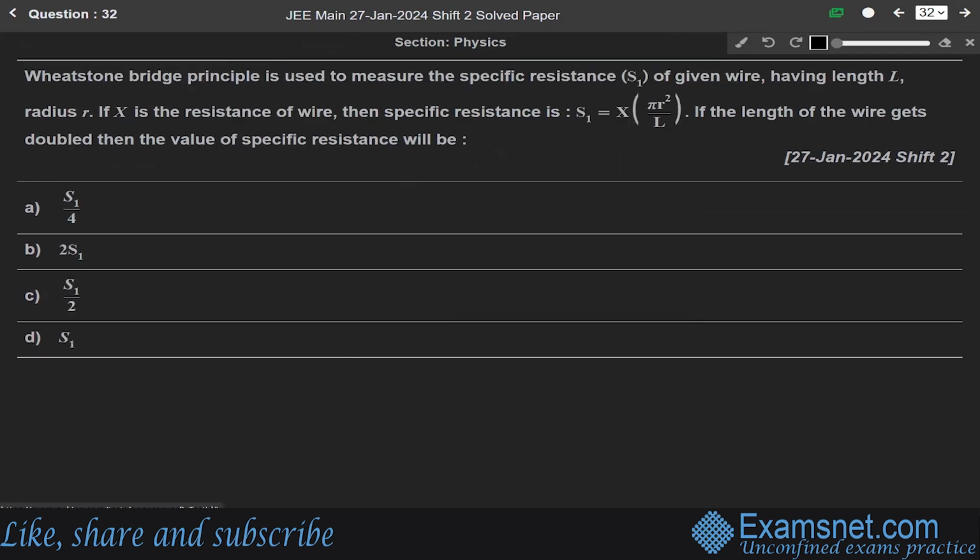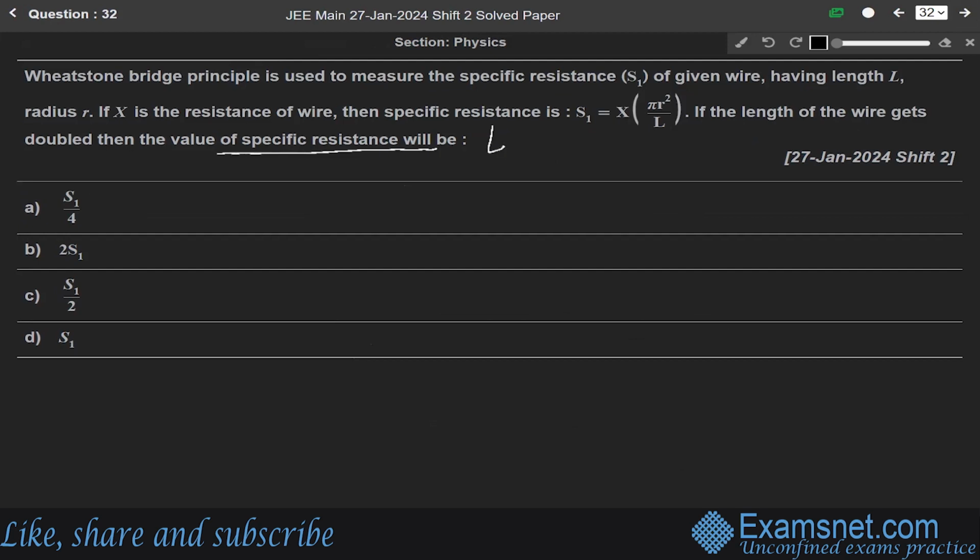Now our next question, question number 32. This question says that the Wheatstone bridge principle is used to measure the specific resistance S1 of a given wire having length L and radius R. If X is the resistance of the wire, then the specific resistance is S1 = X πR²/L. If the length of the wire gets doubled, then we have to find the value of specific resistance.